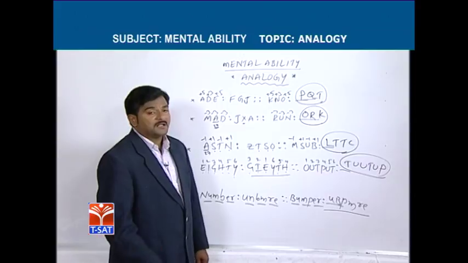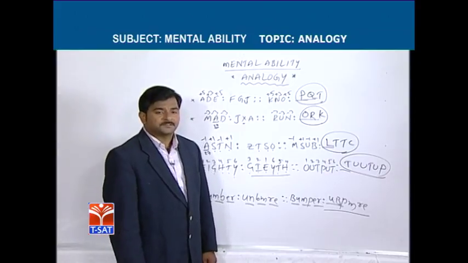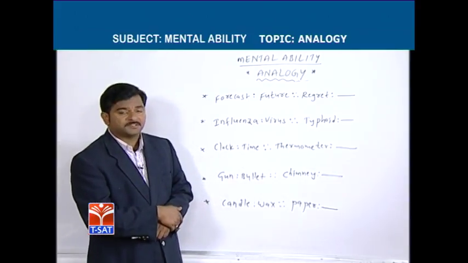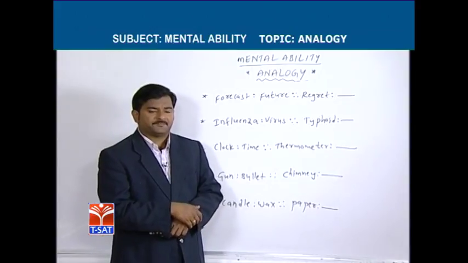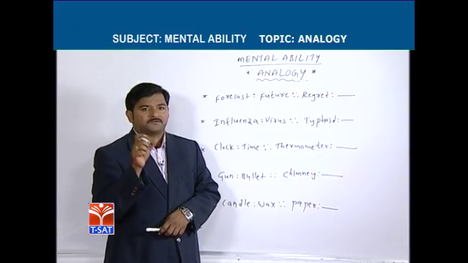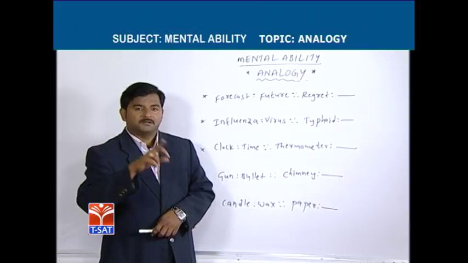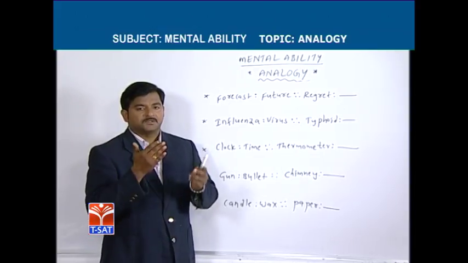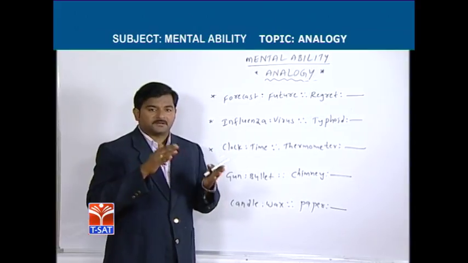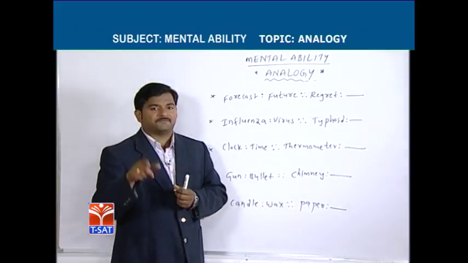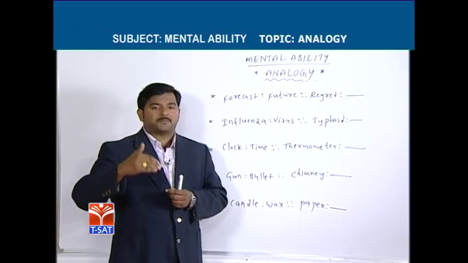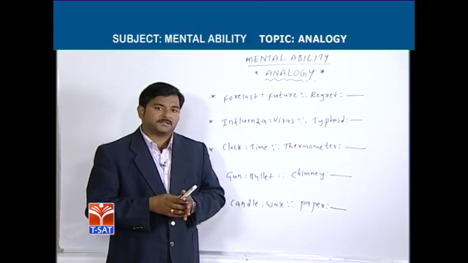Now we will discuss the last part of the analogy, that is word analogy. Letter analogy means 2 pairs of letters are given, and by using the first you have to get the second. Number analogy means numbers are given. Word analogy means pairs of words. We have to find the relation between the first pair, and the same concept should be applicable for the second pair also. You will get the answer.